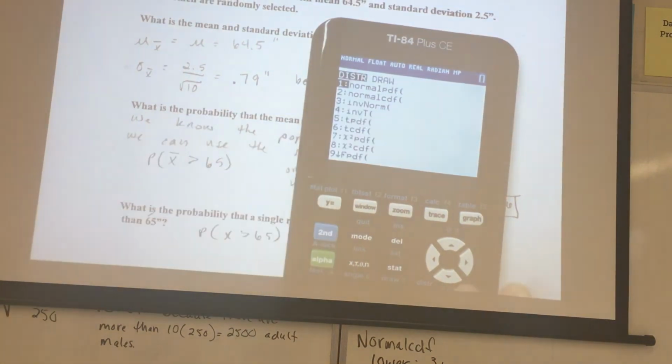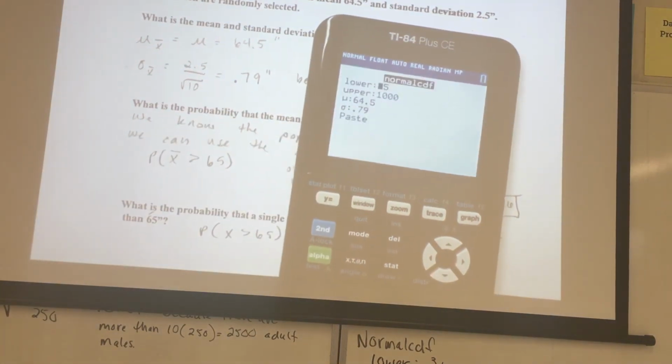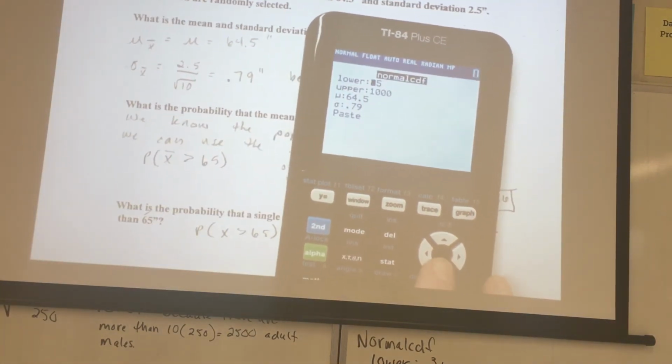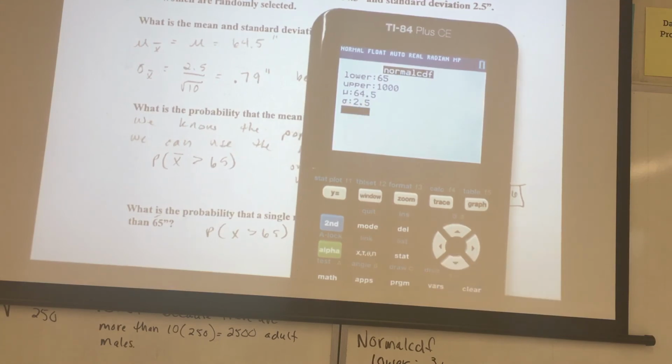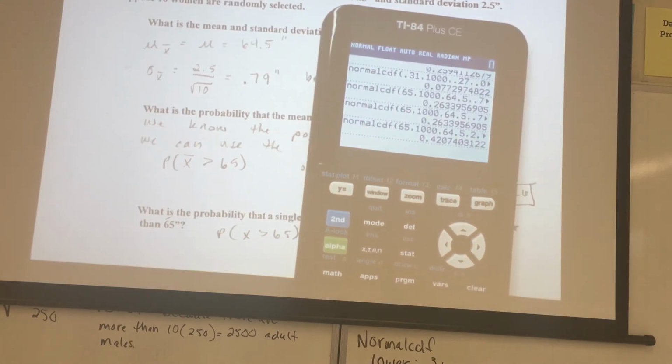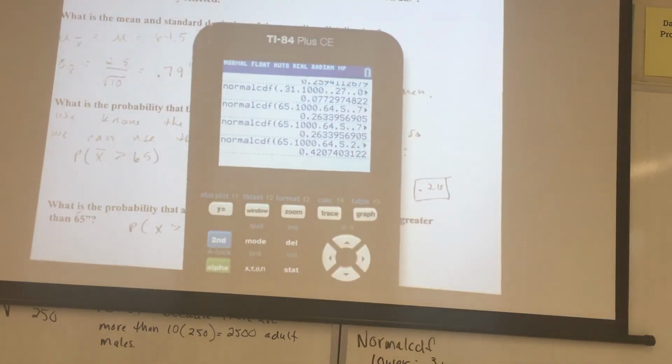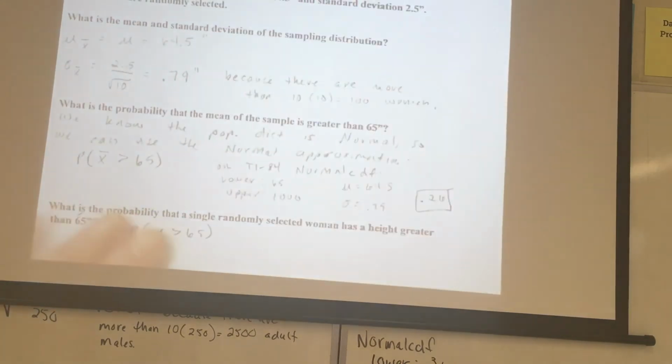Okay, so we're going with the normal CDF, and we still want 65 and something big, and we still have a mean of 64.5, but we're going to change this to 2.5. What did you get? We're looking at about 0.42 for my probability. Good. Excellent.